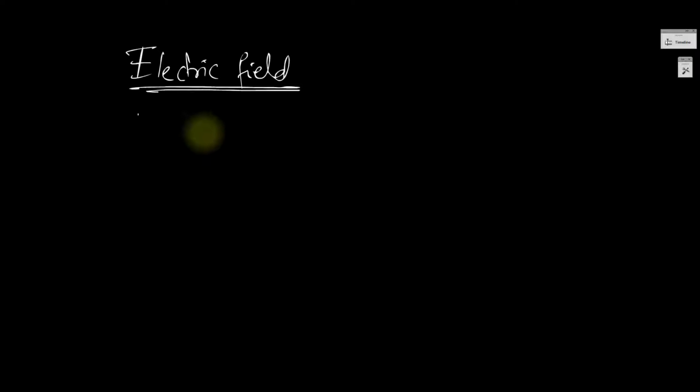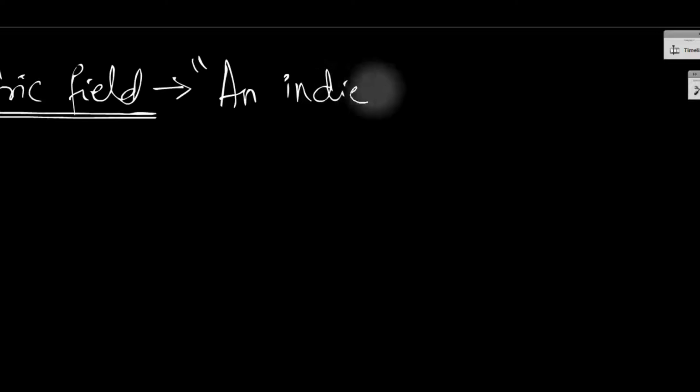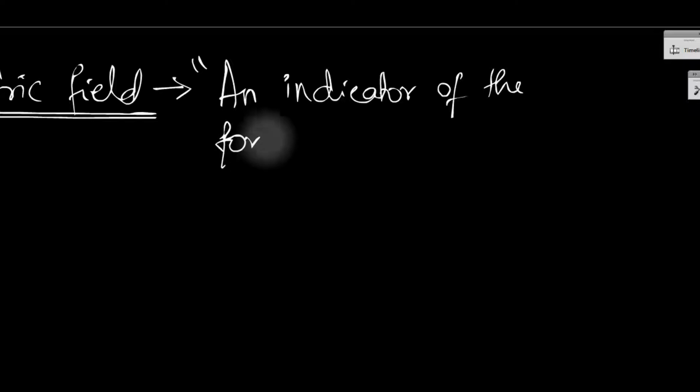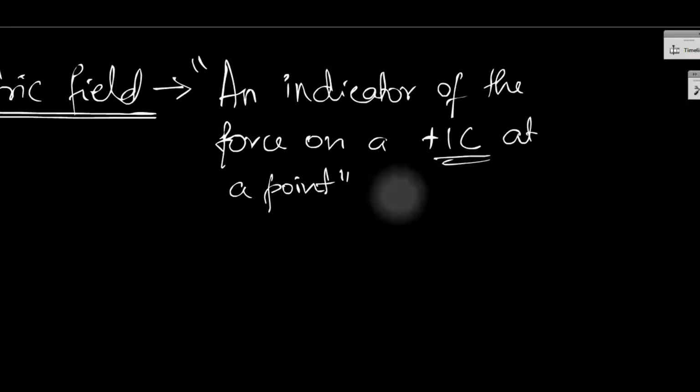This is a quantity that, if you're going to keep talking about it over and over again, is going to be the heart of electricity. So we might as well understand this very clearly. So I'm going to put an inverted comma to tell you a very simple definition for an electric field. An electric field is an indicator of the force on a +1 coulomb at any point. That's it. How much force a +1 coulomb experiences at any point.